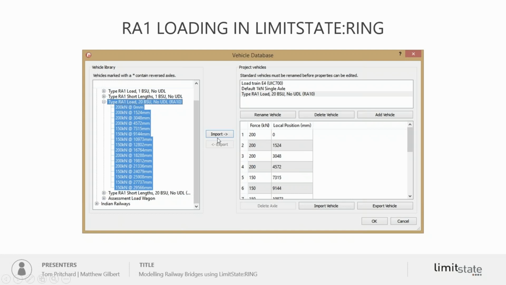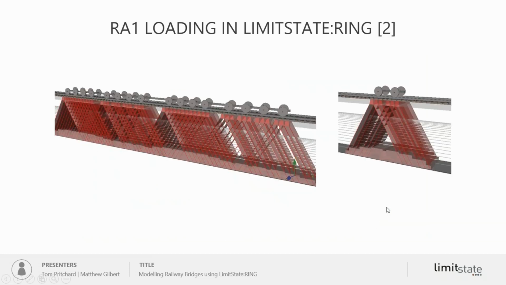Now, if you have particular needs, you can create your own vehicle and save it as a custom vehicle, so that when you're next assessing a bridge, for example, on the same stretch of railway line, you can use that custom vehicle again. And here we can see how many pressures are superposed when you have these quite complicated arrangements of axles, such as RA1 axle loading. Each of those axles is split into effectively 3 discrete loadings, which are then distributed down onto the bridge.